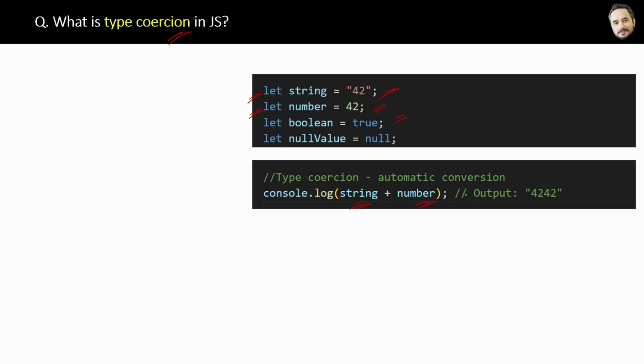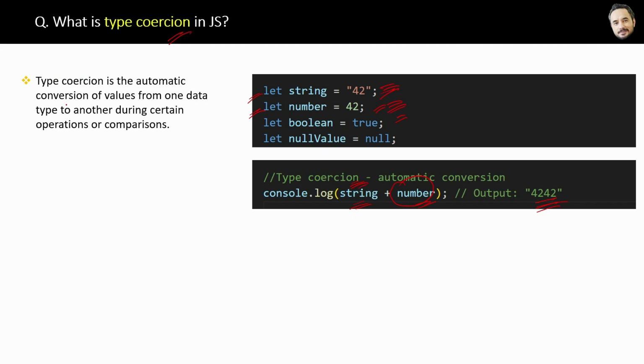It is possible because of type coercion. Type coercion will do the automatic conversion of the number to the string and then concatenate both the strings. The result output will be 4242 like this. So the definition of type coercion is the automatic conversion of the values from one data type to another during certain operations or comparisons.